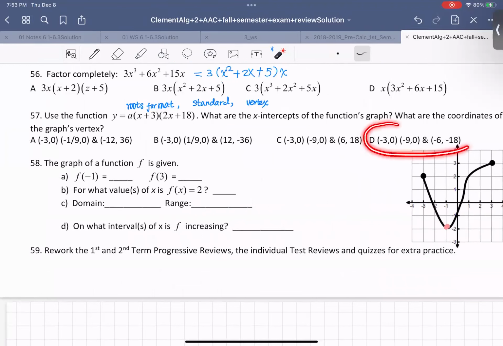Not only send me your answer, cell A, B, C, D, but also show me how you change this to the standard format, to the vertex format.